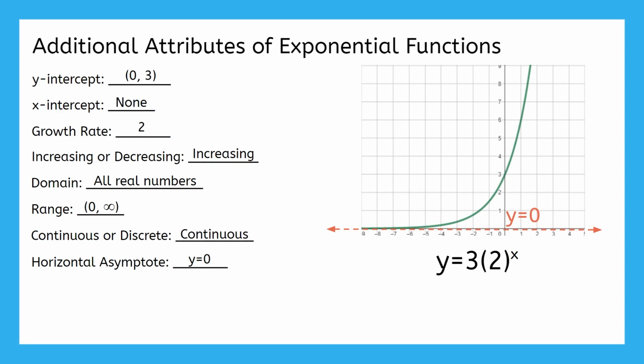Exponential functions are what we call a family of functions. Just like families of people, that means they share lots of attributes. Which of these attributes will be the same for all exponential functions?